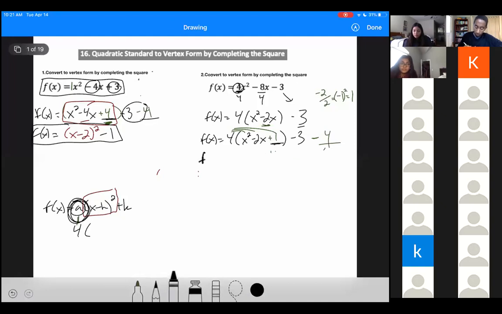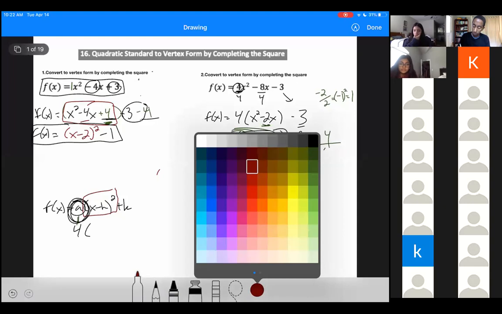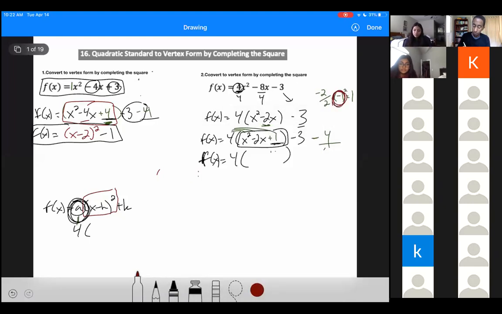Then you would get f of x equals 4. You could factor this using factoring, or you could just look right here. This is always going to be the value. That's going to be squared. Okay. And then these two combined to give you -7. So that's in vertex form.